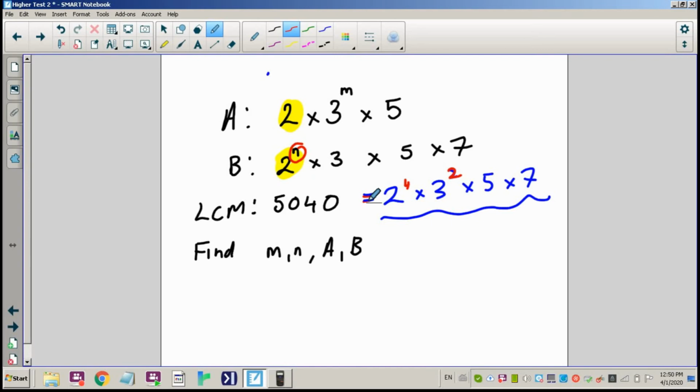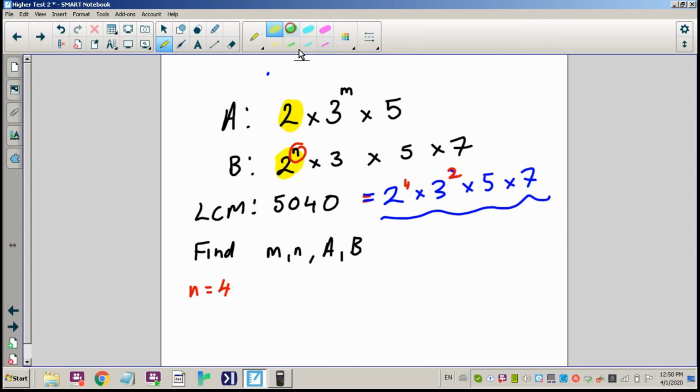Now, if you look at the number 5040 in prime factor form, the power of 2 is 4. So that must be the value of n. N has to be equal to 4, because it's the higher of the 2 powers.